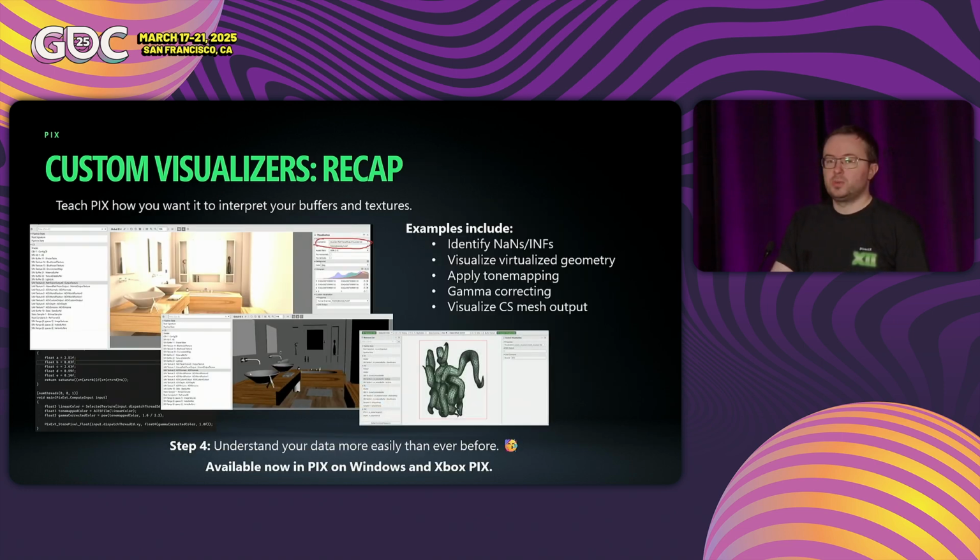Since this feature was delivered last year, slightly earlier than that on Xbox, these are some of the things that we've seen studios write. The dreaded NaNs that creep in at a single pixel and then bloom their way all over the screen. You can write a NaN visualizer or an Inf visualizer to make those magenta, much easier to find. We have people visualizing virtualized geometry, applying tone mapping and gamma correction, and visualizing just meshes, as I said. If they're stored or generated in a compute shader and written to a UAV buffer, maybe you just want to see that as geometry as well. So we've had people doing that.